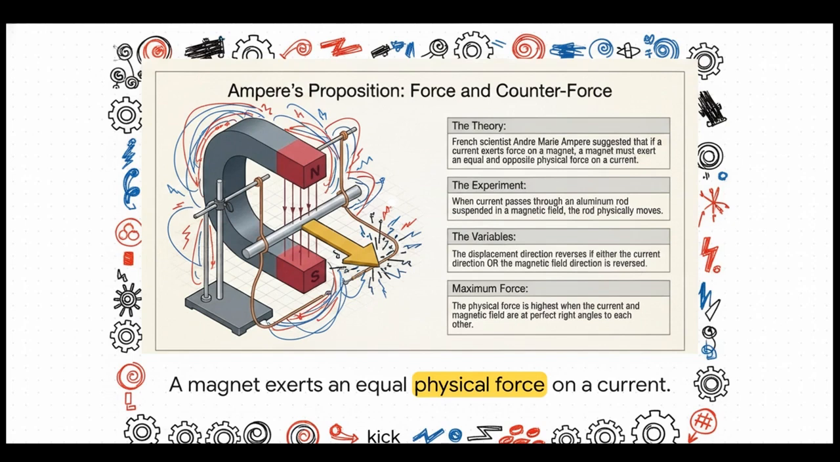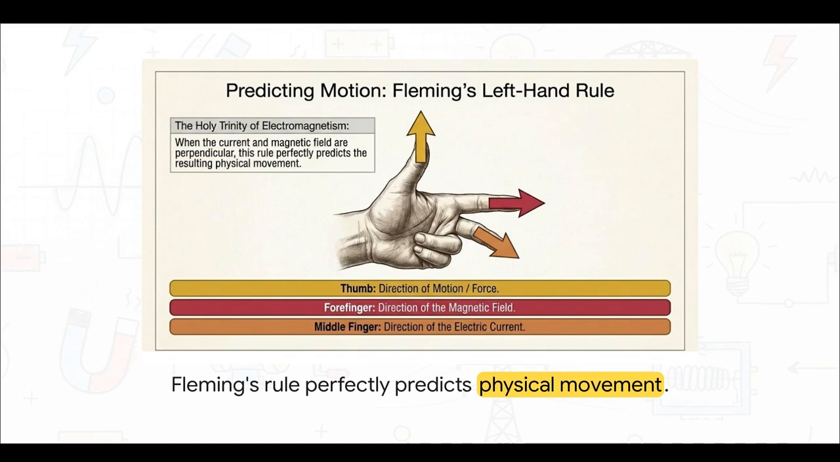If you suspend an aluminum rod in a magnetic field and shoot a current through it, it physically kicks the rod outward. And that physical kick is at its absolute maximum when the current and the magnetic field are perfectly at right angles to each other. Which brings us to what I like to call the holy trinity of electromagnetism, Fleming's left-hand rule. When we know the direction of the magnetic field and we know the direction of the current, this ingenious little rule perfectly predicts the resulting direction of that physical push we just talked about.